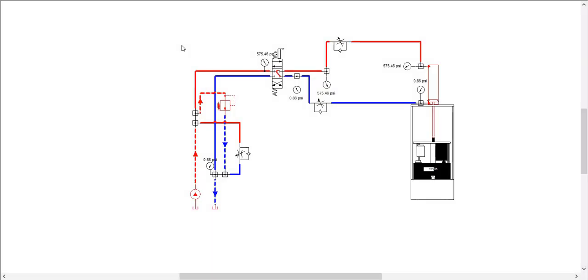Here we will demonstrate a meter-out circuit. In the meter-out circuit, we have flow control valves metering the flow out of the cylinder. We have again placed the pressure gauges on both sides of the flow control valve and the cylinder.